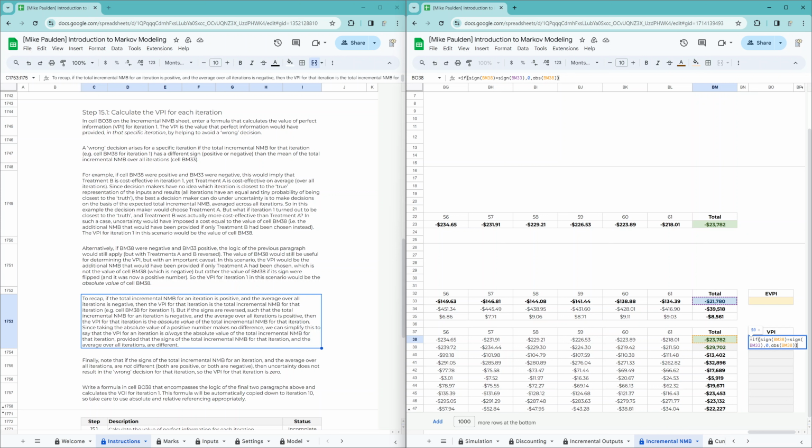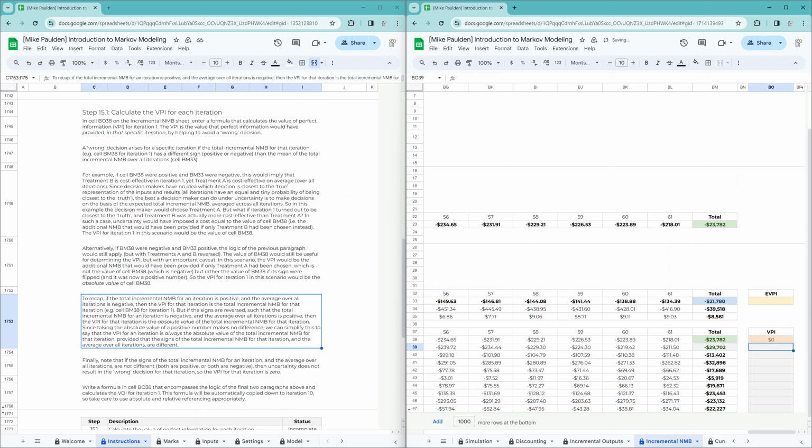This is going to get copied down. As it gets copied down, I want the BM38 to change to BM39, BM40, but I don't want the BM33 to change to BM34. I want it to stay as BM33. So I'm going to just put a dollar symbol before the 33. And then I think that looks good.